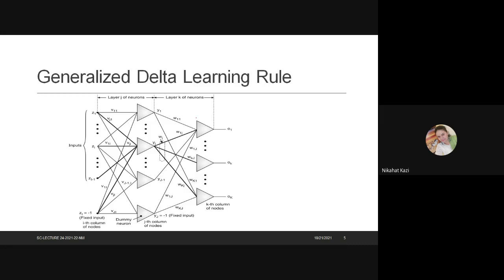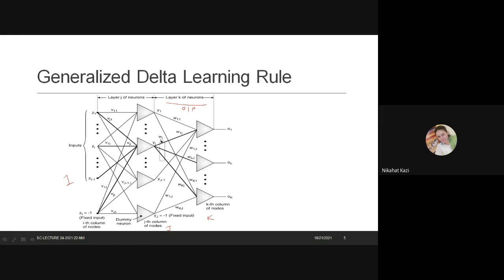Okay. And this is the output layer, right? This is called K. So there are K neurons in the output layer. Okay. And this is the hidden layer. There are J neurons in the hidden layer. Okay. And I is the dimensionality of the inputs.